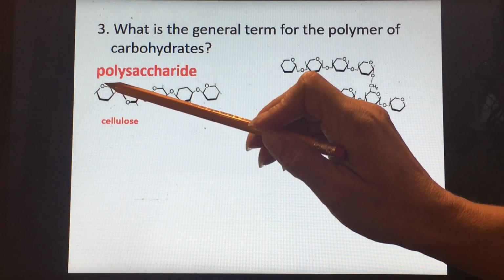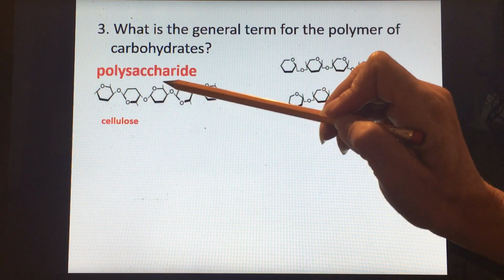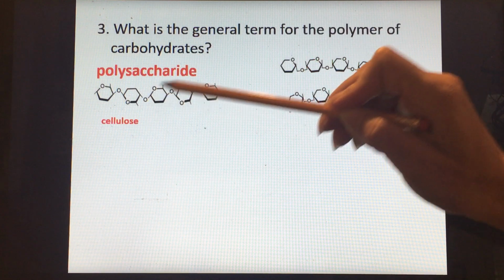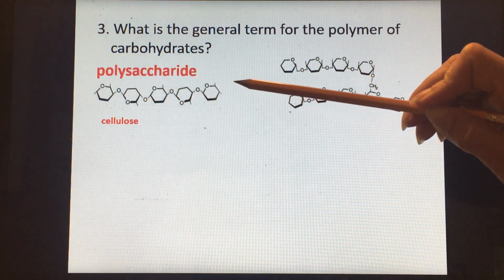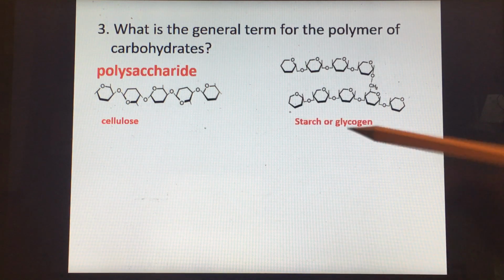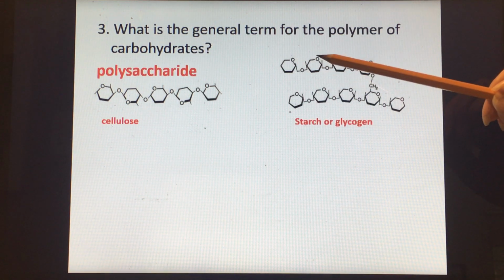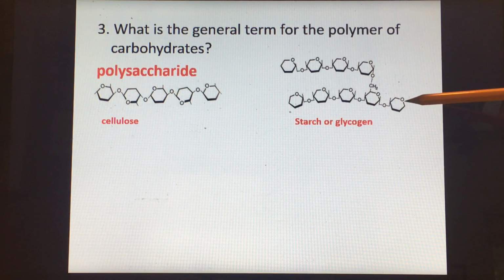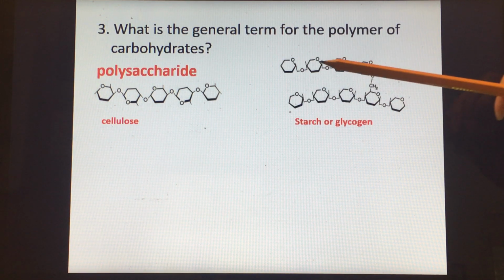So the oxygen is in the top on this one, and then the bottom here, top here, bottom here, top here. So they alternate directions, right side up and upside down. In starch and glycogen, if you look at the oxygens, they're all facing the same direction. And that changes the bond angles between them.